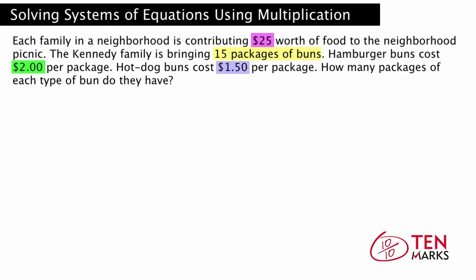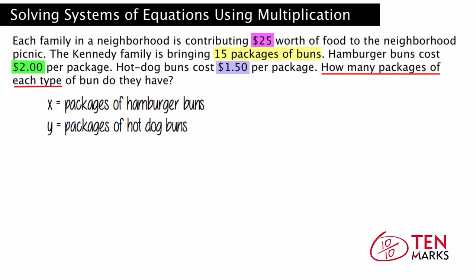Your question is, how many packages of each? Let there be x packages of hamburger buns and y packages of hot dog buns. And when you're done, the solution for x and y will be the answers to the questions. x plus y equals 15 represents the number of packages of buns. And 2x plus 1.5y equals 25 represents the cost. That's our system of equations.